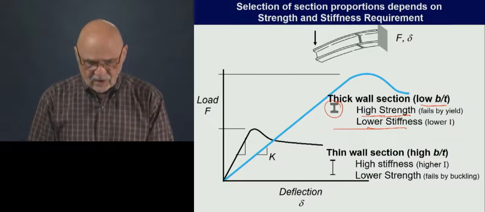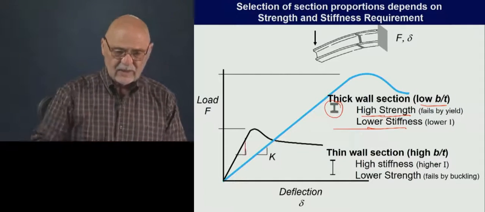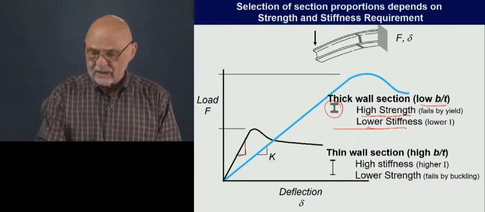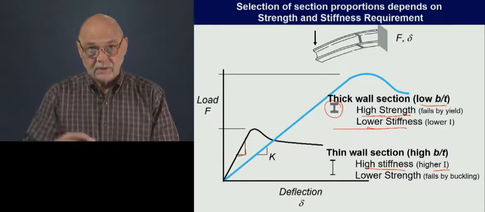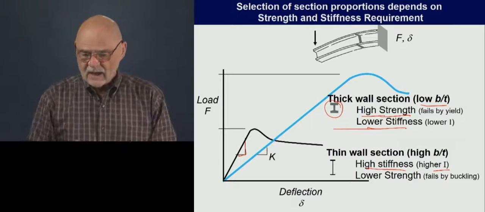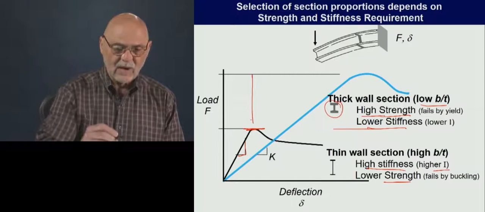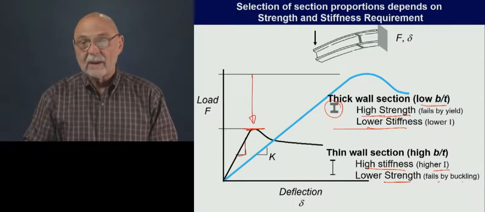Here is a thin wall section properties that we're looking at. It has a greater slope because it has a higher moment of inertia. We're using the material a little more effectively for stiffness, but it has a lower strength. So the value here is dropped down, and it fails by buckling.